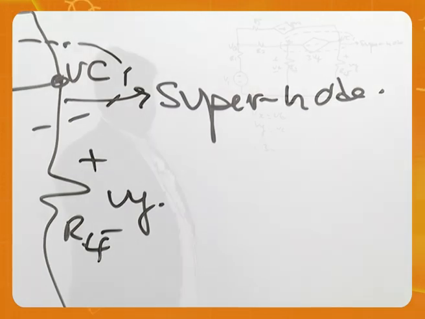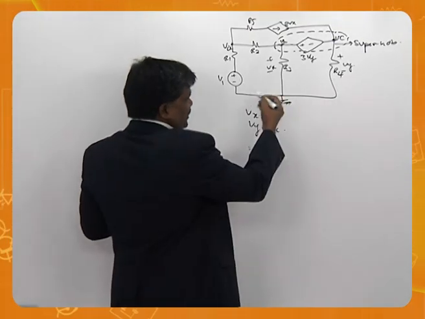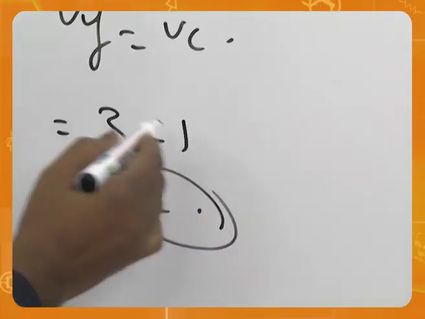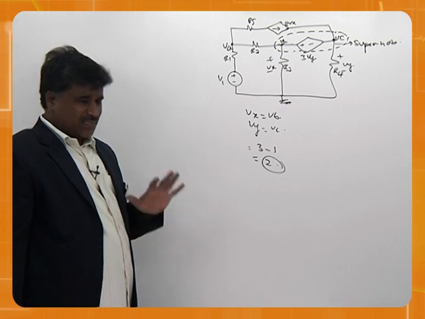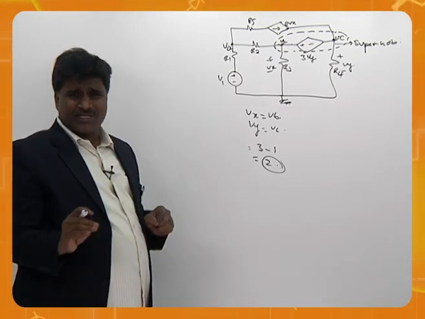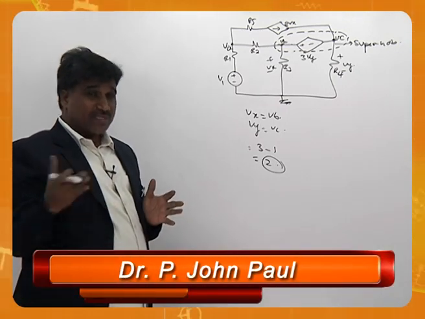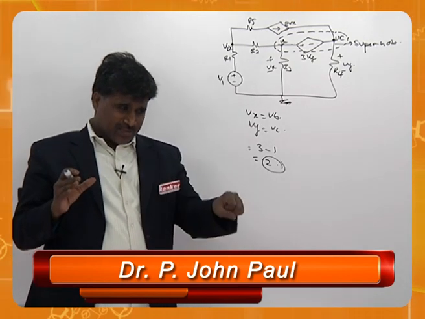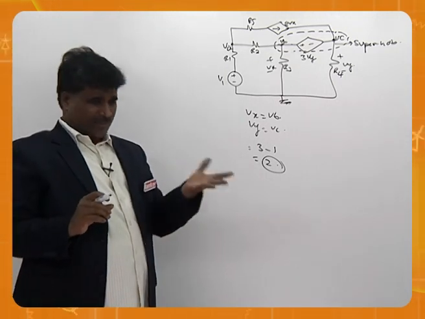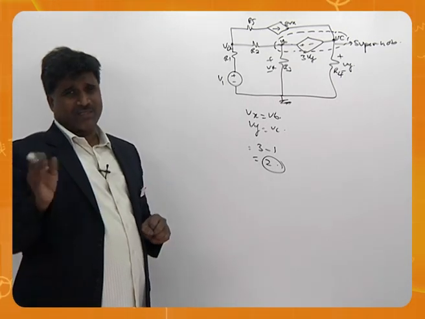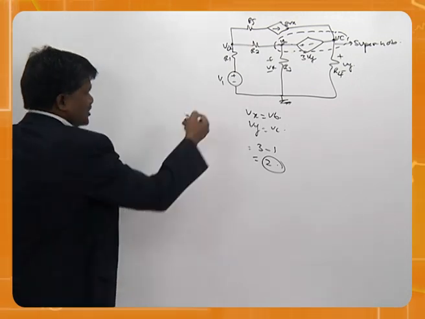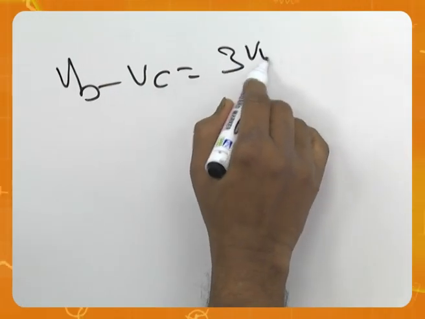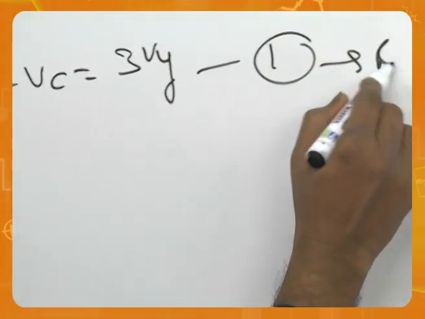Super node. So how many ideal current sources are there? 1. Now how many equations are required? 2. So please understand, 2 equations are required, which means a third one is a relation. Actually you always need 3, but some are equations, some are relations, some are by KCL, some are just an equation. So first find out VB minus VC is equal to 3Vy. That's the first one. This is a relation.